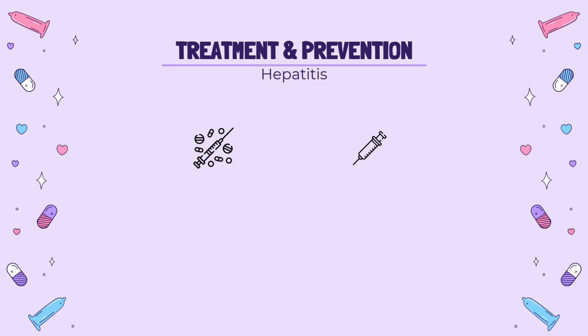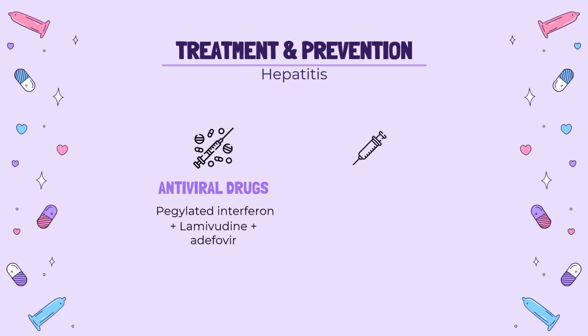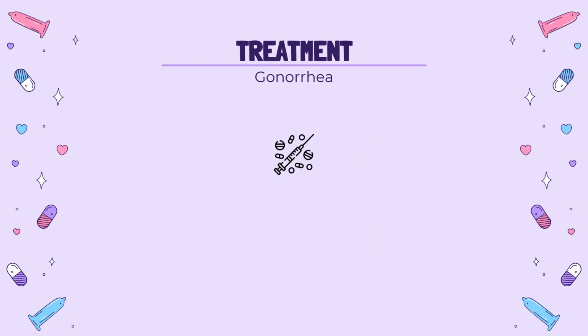The treatment of hepatitis is by prescribing antiviral drugs such as pegylated interferon, lamivudine, and adefovir, while prevention is by giving vaccination such as Engerix-B, Shinvax, and Genevax. The treatment of gonorrhea is by prescribing antibiotics such as ceftriaxone intramuscularly and azithromycin orally.